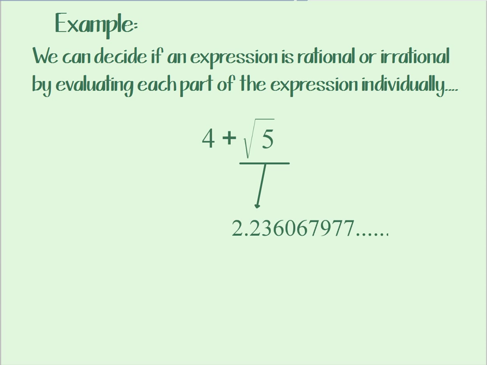Let's take a look at one more example. I have 4 plus the square root of 5. The square root of 5 is a big, long, never-ending, non-repeating decimal, and then it's asking me to add that to 4. If I add them together, I still get a big, long, never-ending, never-repeating decimal. So this expression, it says, is irrational. Make sure you look at both parts one piece at a time before you add them together so you can decide if it's rational or irrational after that.